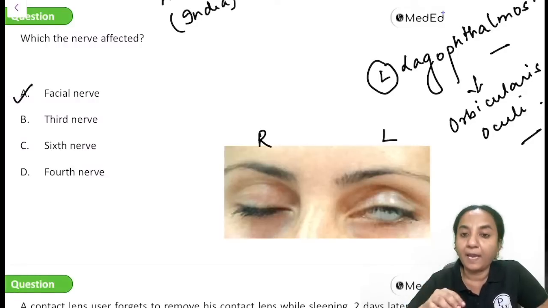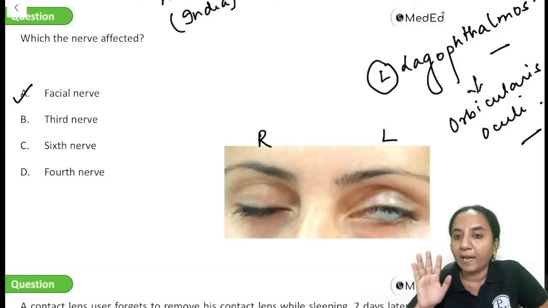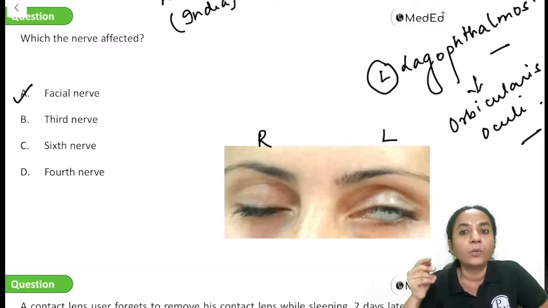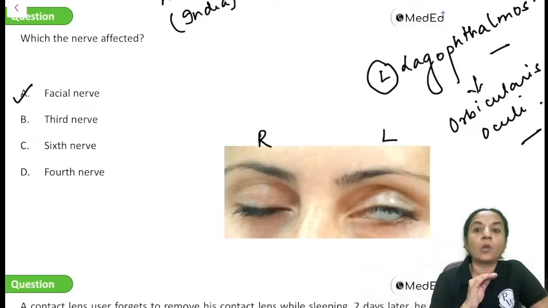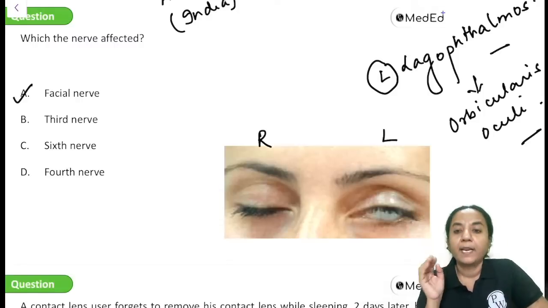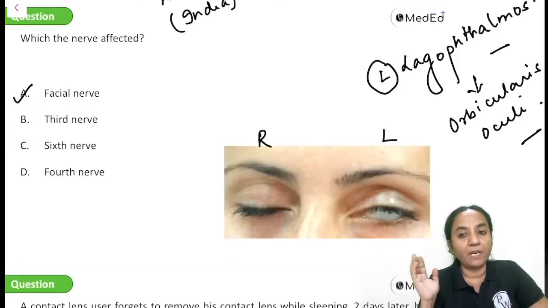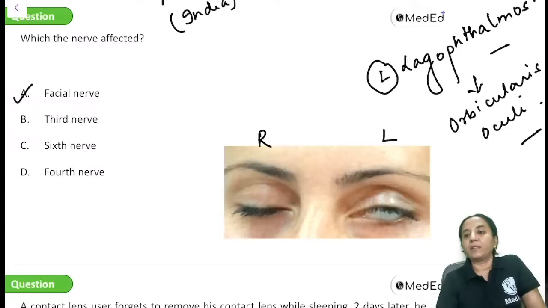So that means this is not actually an open eye. It's a closed eye which is not closed properly. So this is not a picture of right eye ptosis. It's a picture of left eye lagophthalmos, meaning both the eyes are closed but the left eye is not closing properly.